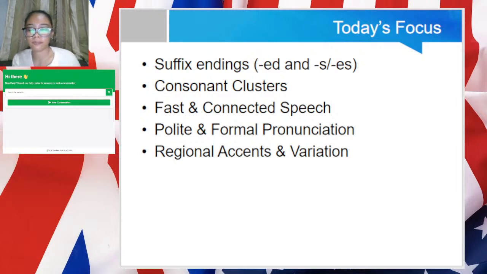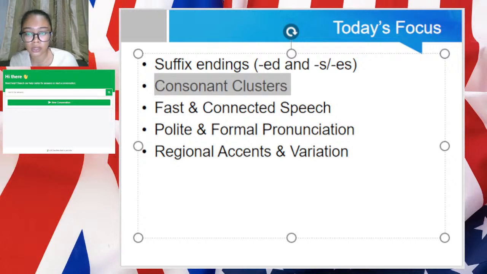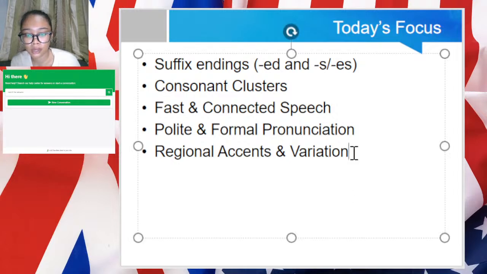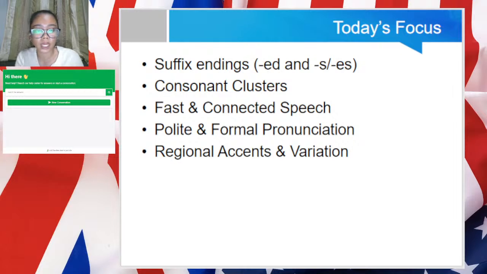We also talked about consonant clusters. Basically, these are consonants that are beside each other with no vowels in between. They are grouped together to form one syllable sound. We've also tapped into fast and connected speech. That's the last topic for today. The remaining two, on polite and formal pronunciation and regional accents and variation, will be discussed in our next session. Again, moving back to fast and connected speech, that's the last topic that I focused on.